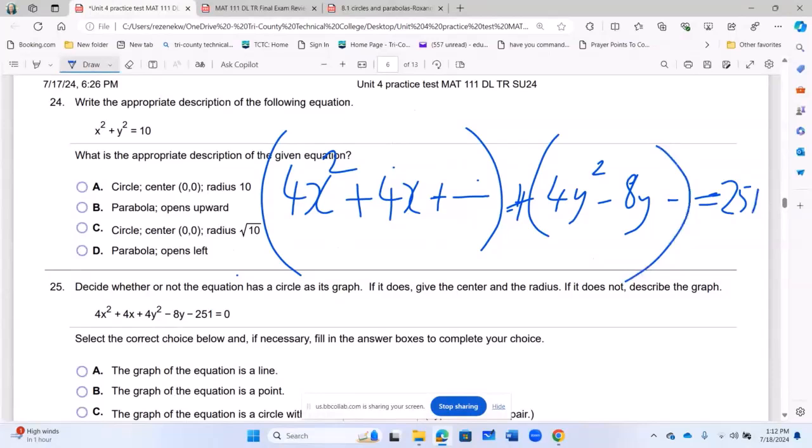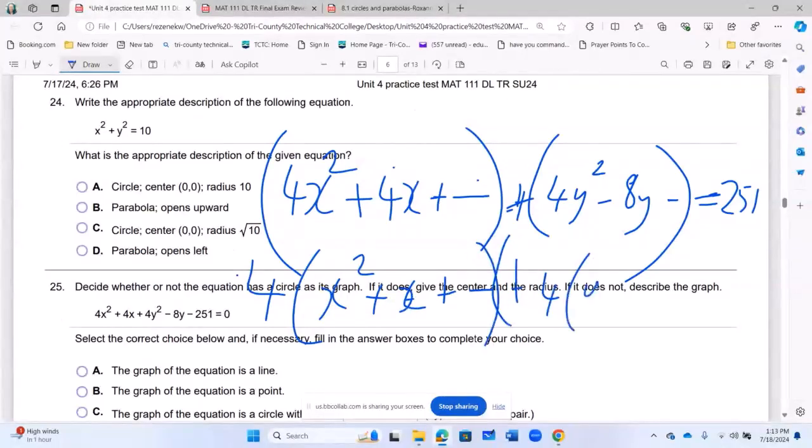Now I can factor out something, so that I have 4 times x squared plus x, and then I can also factor out 4 here, and I have y squared minus 2y, equal to 251.